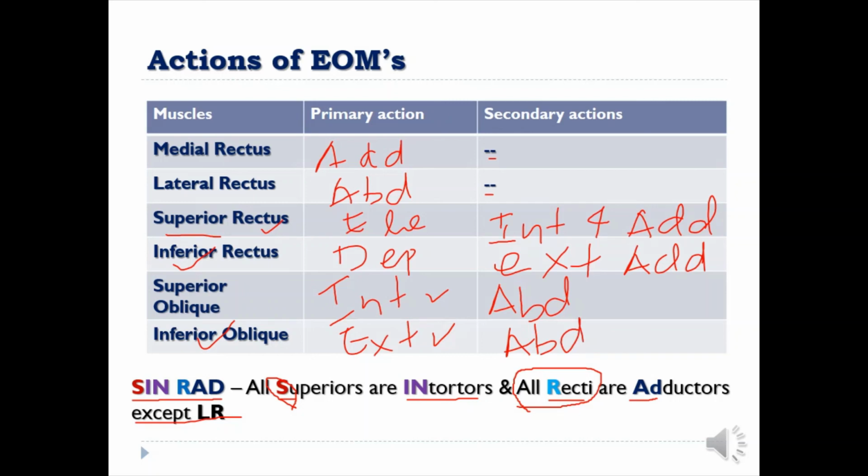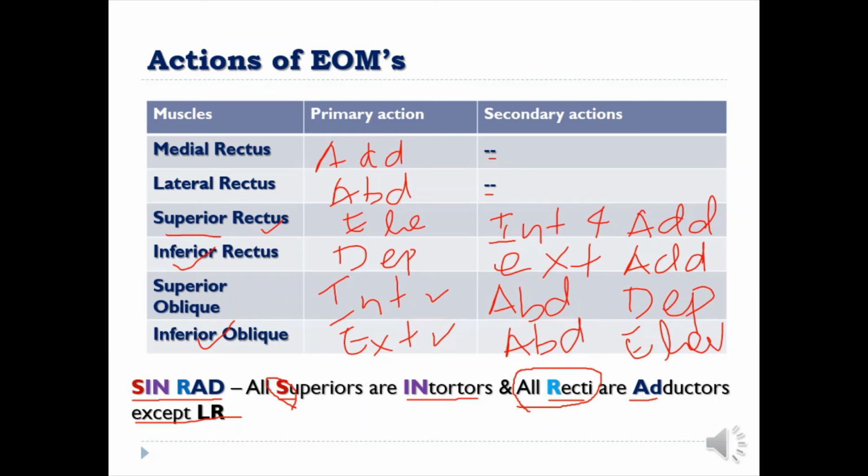Fine. Now we have only two secondary actions. One secondary action of superior oblique and another secondary action of inferior oblique is remaining. Now one of it has elevation, another one has depression. Remember, in case of obliques, superiors are depressors, okay, and inferiors are elevators. So that is how we completed it now. Okay, you can see it.